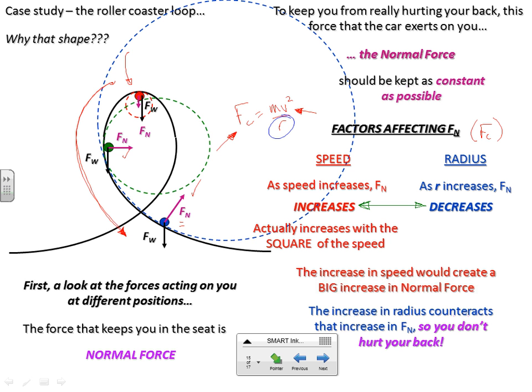You won't be asked about that. It's not a test question, but it's a really good way to look at factors that are affecting how big the forces are. Okay?